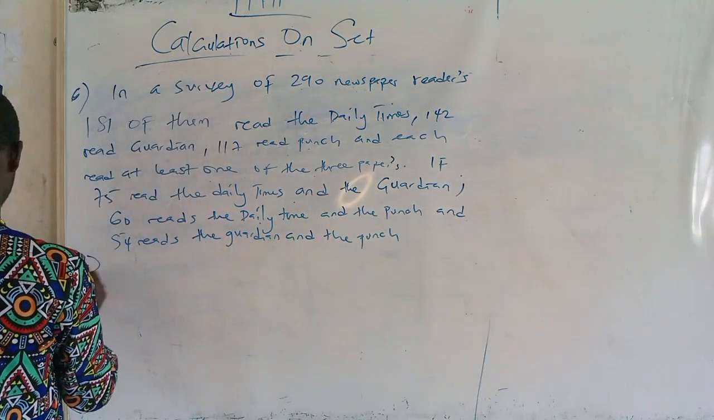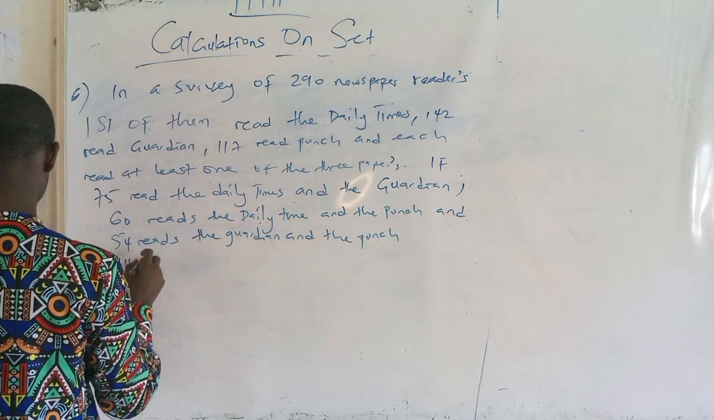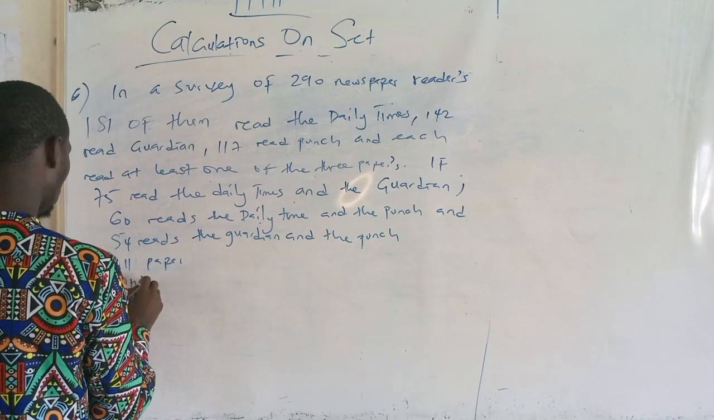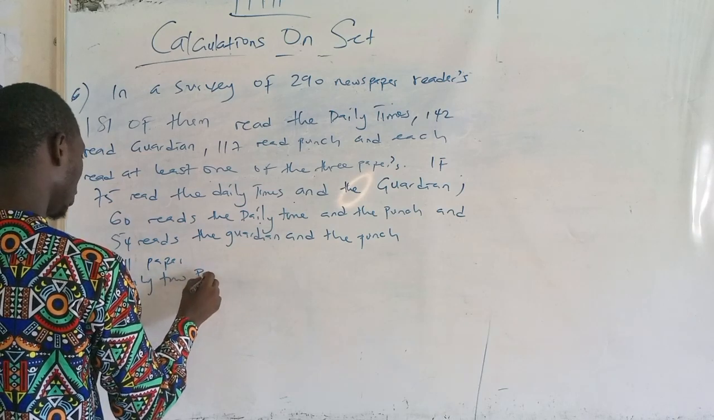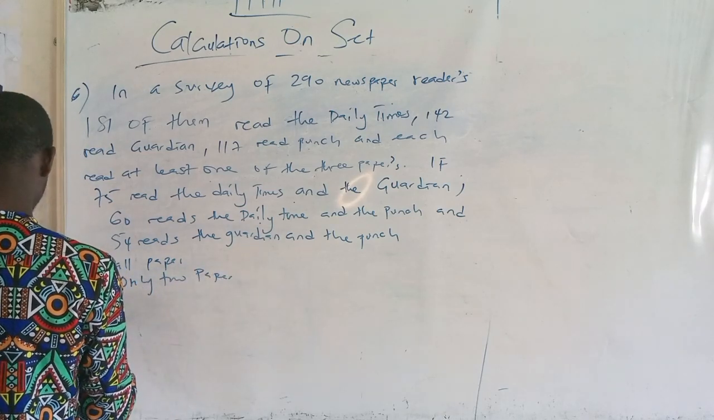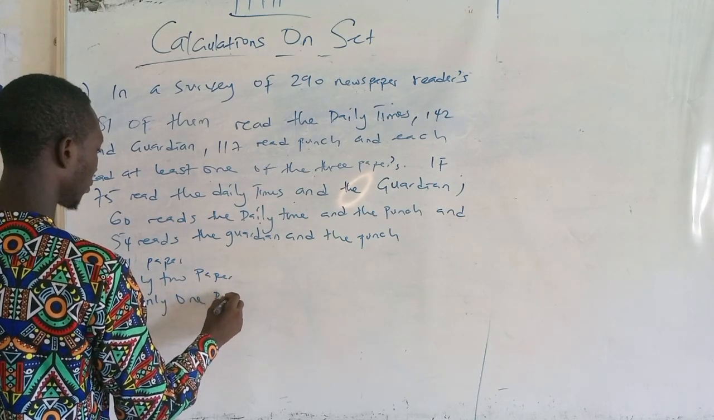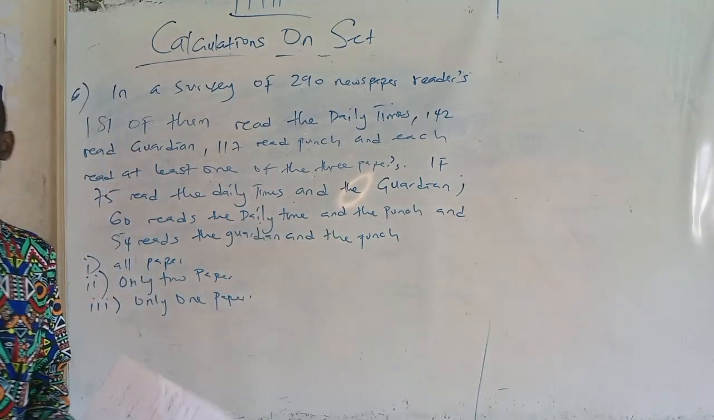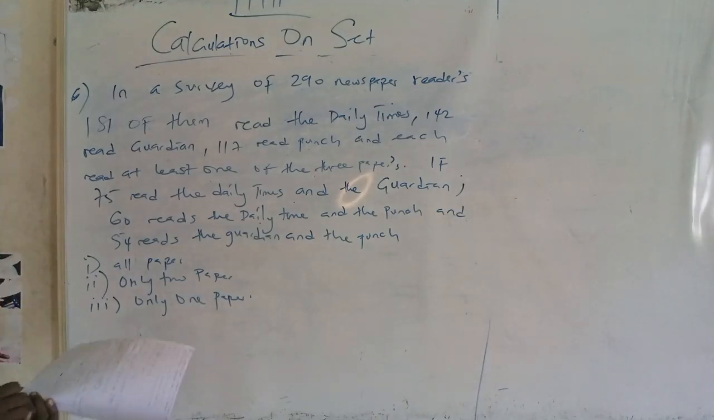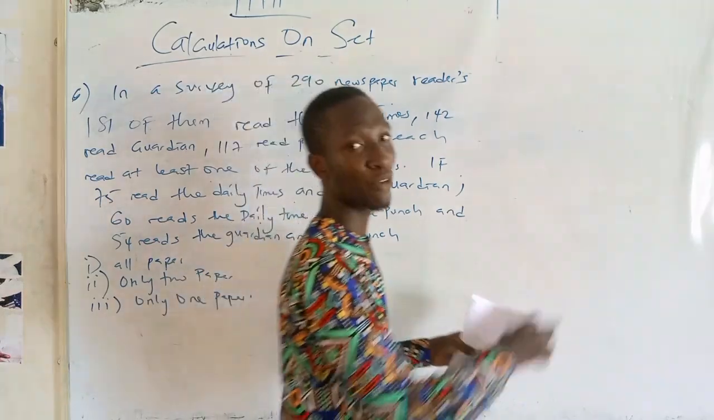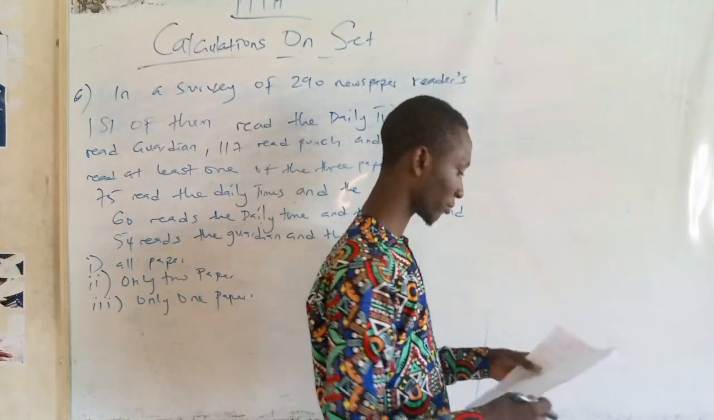Now see the question. Find the people that read all the papers, only 2 papers, and only 1 paper. Now this question is also very easy. We represent it with a Venn diagram.